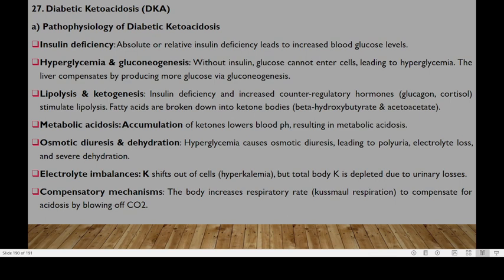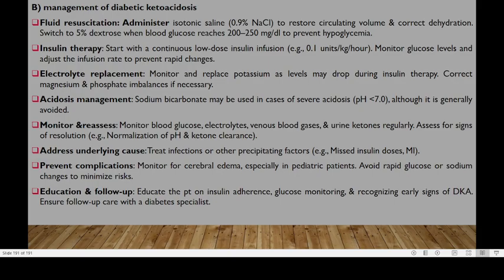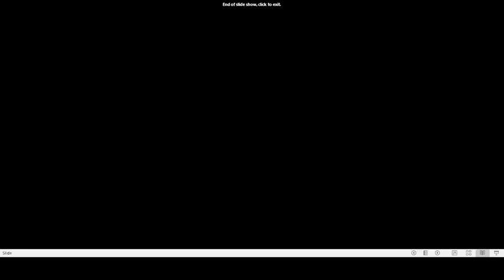For the DKA, we normally have insulin deficiency that leads to hyperglycemia and gluconeogenesis, resulting in lipolysis and ketogenesis, metabolic acidosis, osmotic diuresis, electrolyte imbalance, and compensatory mechanisms. In management, we do fluid resuscitation, insulin therapy, electrolyte replacement, acidosis management, monitor and reassess, address underlying cause, prevent complications, educate, and do the follow-up.